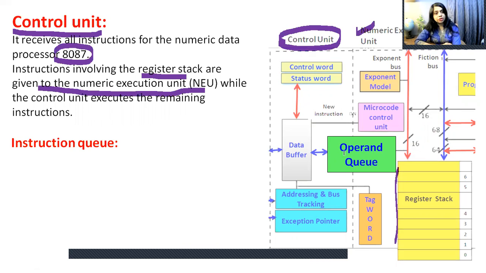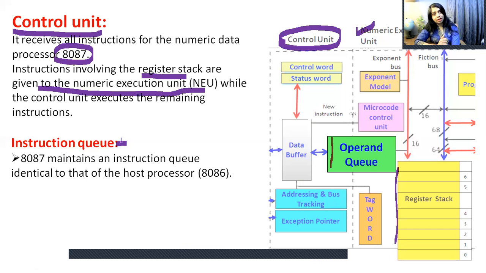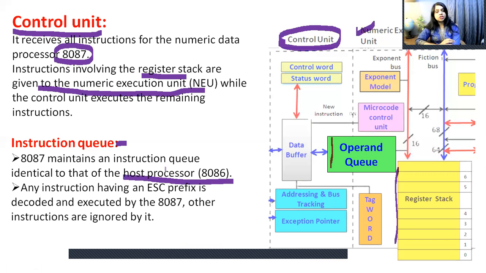Now, what is the instruction queue? This is the operand queue. Operand queue is nothing but the instruction queue. We have seen in the second slide what the use of the instruction queue is. What does the instruction queue do? It fetches the instruction and keeps it in the queue, and it decodes the instruction. So what is written? 8087 maintains an instruction queue identical to that of the host processor 8086. The way there is an instruction queue in the 8086 microprocessor, a similar type of queue is also available in the 8087 maths coprocessor. Any instruction having an escape prefix. What is a prefix? Prefix means whatever we write before the instruction.